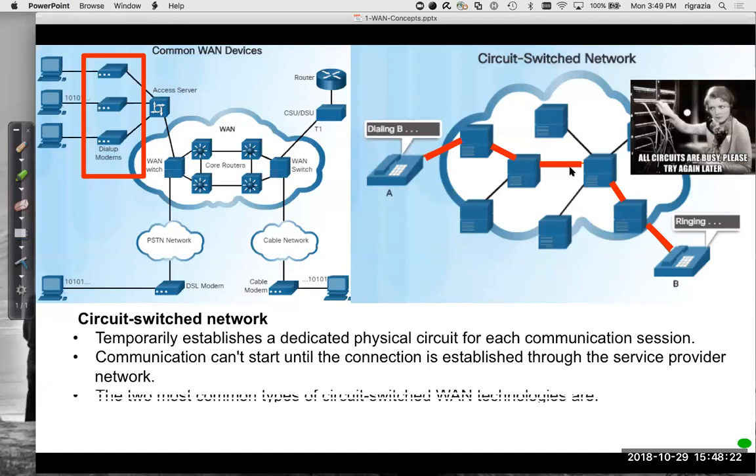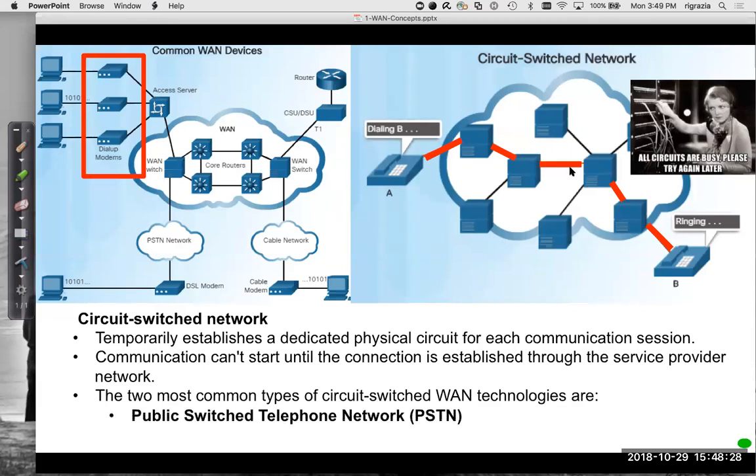All right. So anyway, two of the most common types of circuit switch technologies were the public switched telephone network, the landlines, and also ISDN used the circuit switch network.